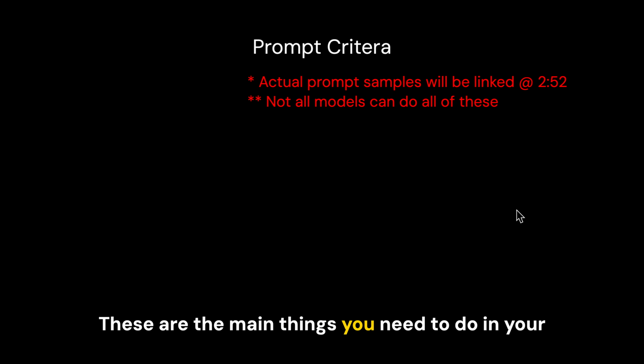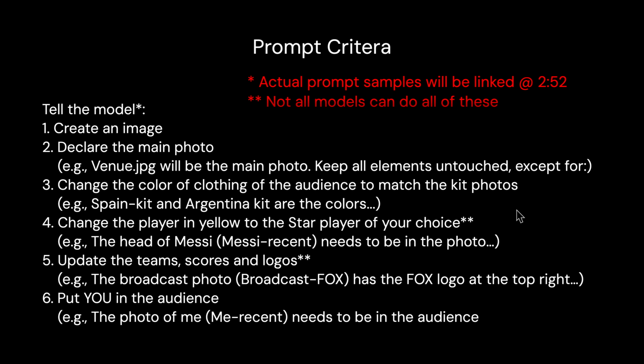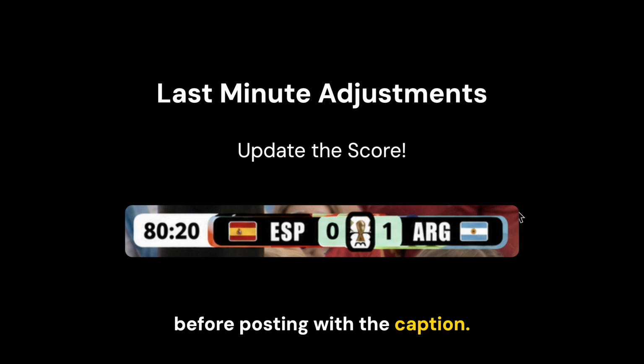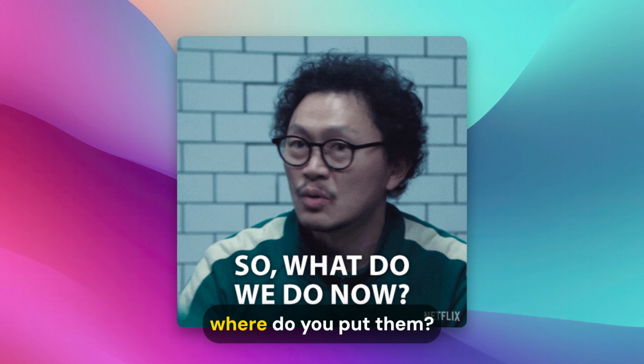These are the main things you need to do in your prompt. After the photo is generated, wait until the end of the game so you can update the final score before posting with the caption. Now that you have your references and prompt, where do you put them?